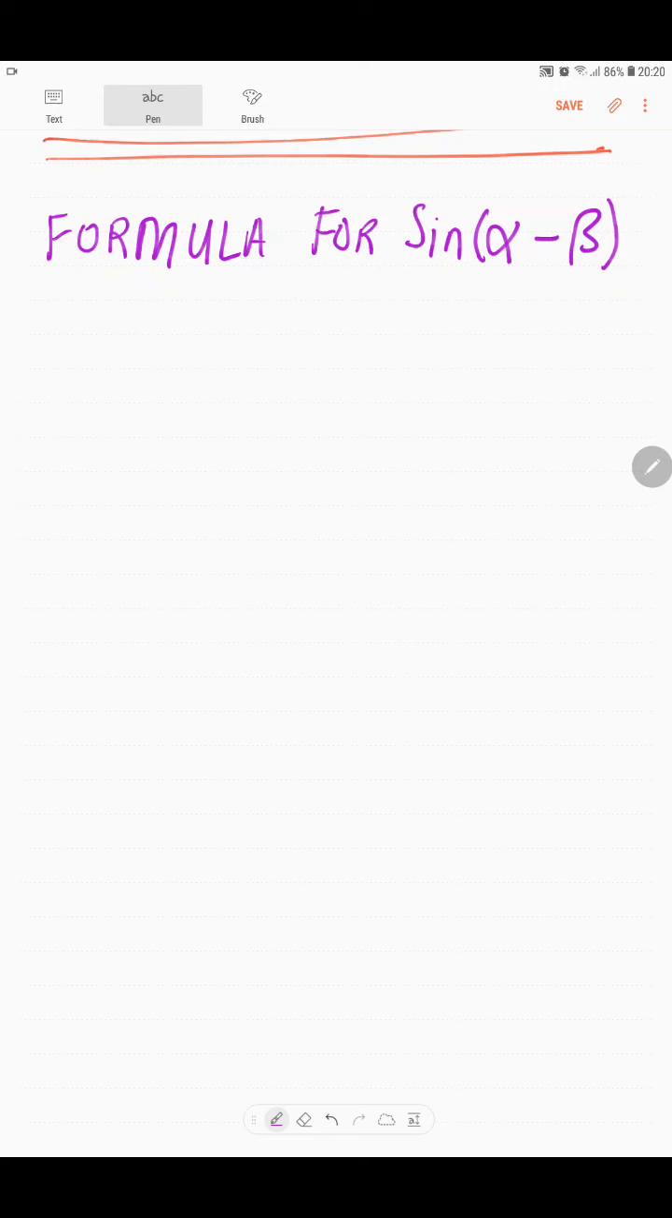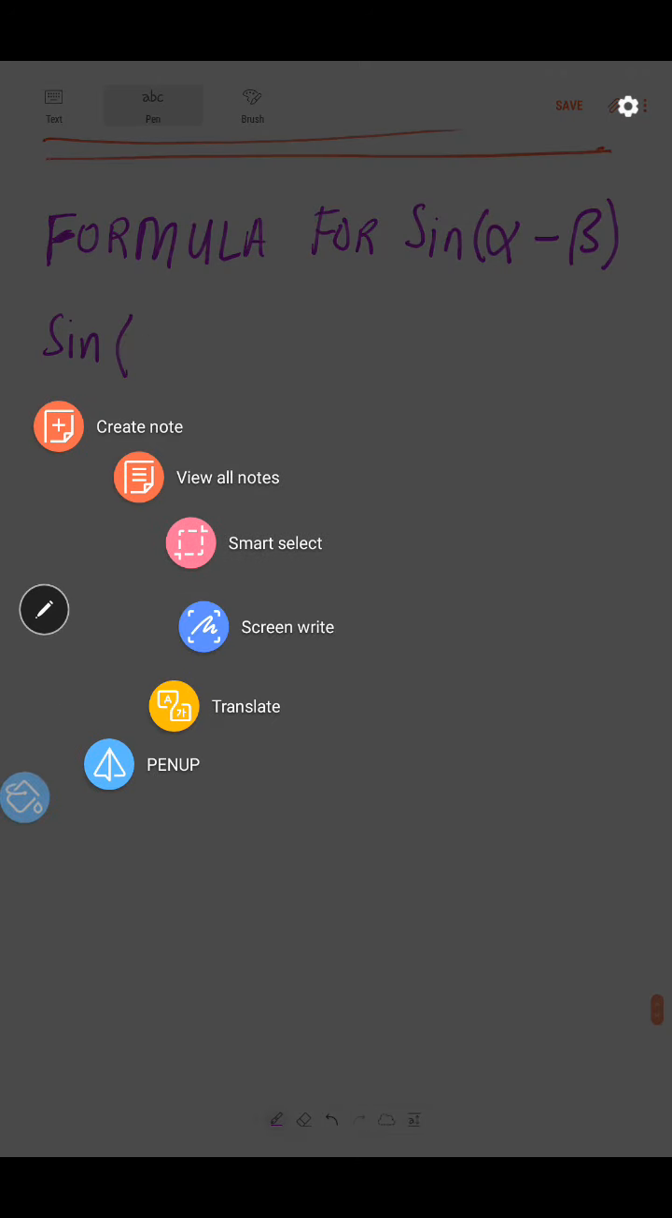For the last derivation of a compound angle, it is sine alpha minus beta. Now this one is a little bit complex, so there's a little bit more juggling involved. So I'm going to try to explain it as best as I can.